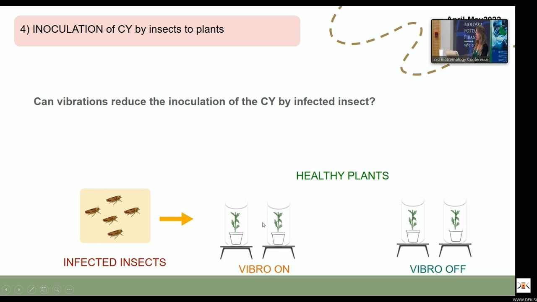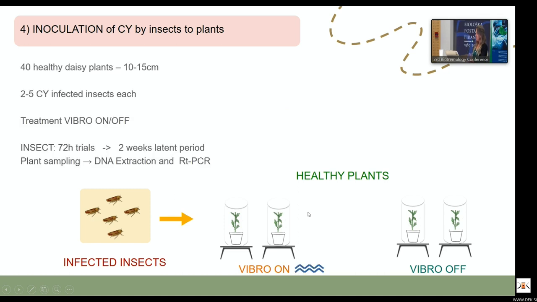So in this case, we used healthy plants and infected insects. And what we did was we used the vibrational plates that have been mentioned as well by my colleagues from CBC. They are also exposed outside, so you can see them later. These vibrations were emitting the vibrational disruption that I showed before. We used healthy plants because we wanted to understand if by inserting the insects infected by CY and feeding there, they could infect the plants. And then we, of course, divided the treatments in vibrations on and vibrations off, trying to find a difference between the two treatments. All the insects were given 72 hours in order to do the inoculation on plants.